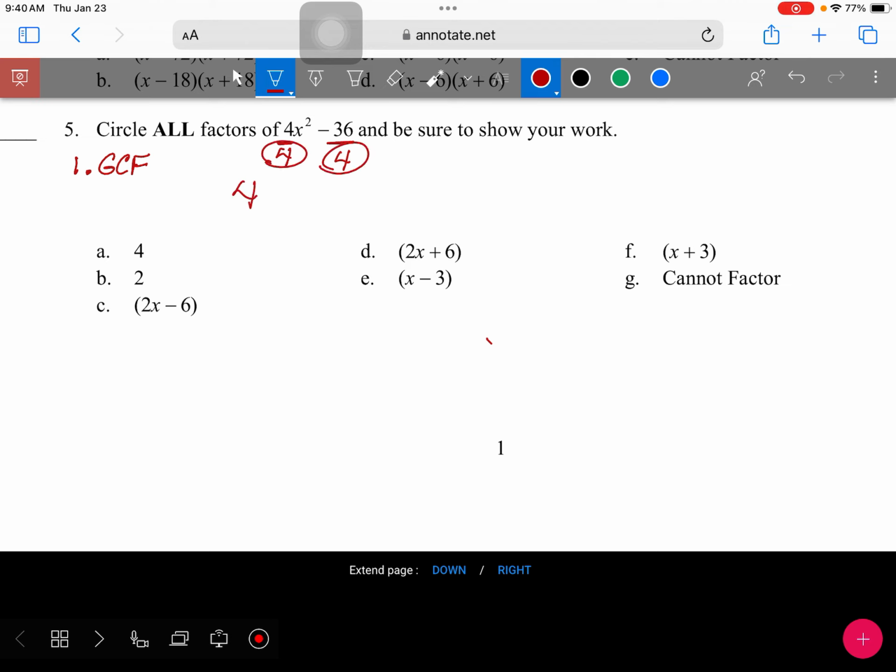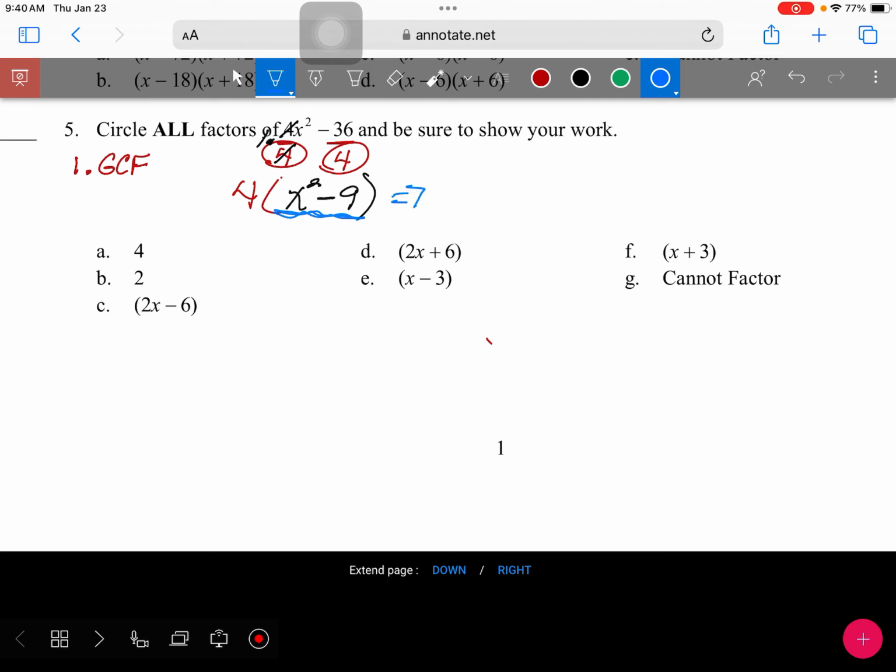I'm going to factor it out in front. When I divide, 4 divided by 4 is 1, and I have x squared left, minus 36 divided by 4 is 9. This right here is a difference, because you're subtracting, of 2 squares.